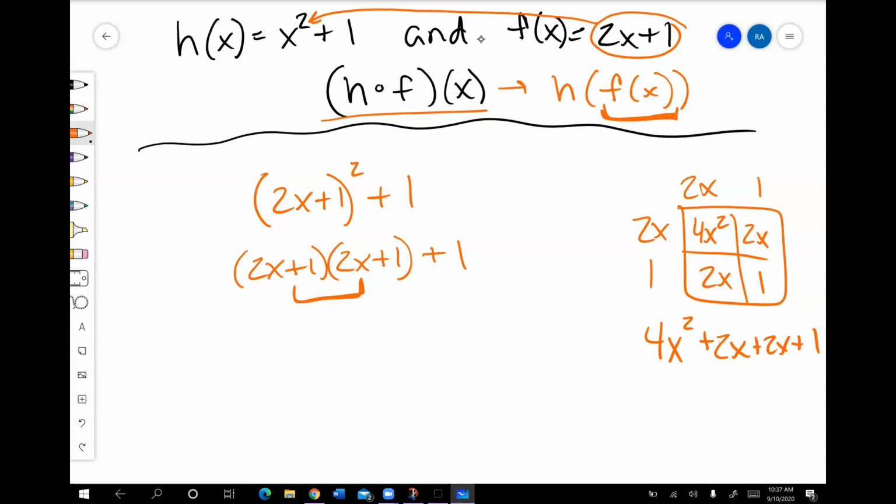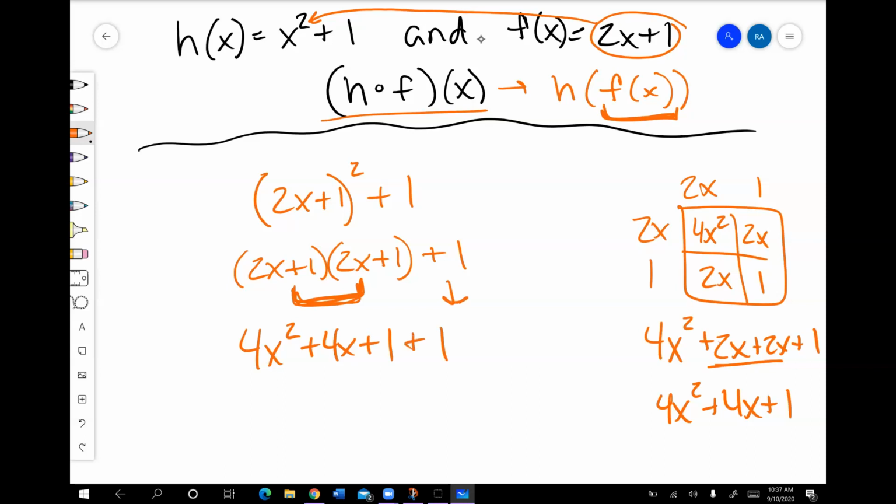Then combine your like terms. But you can skip that step, but I'm trying to show you it all. So it's going to be 4x squared plus 4x plus 1. So I now know that this multiplied out gives me 4x squared plus 4x plus 1.